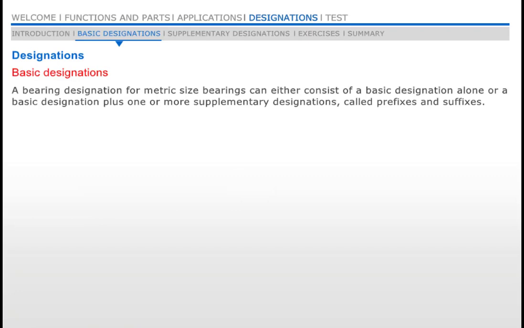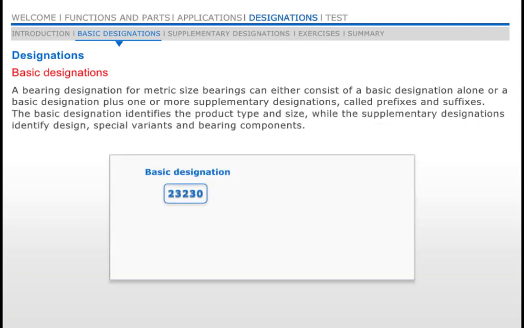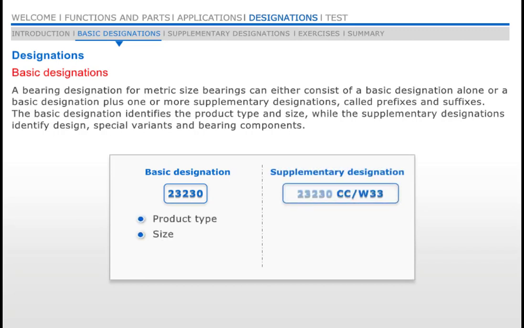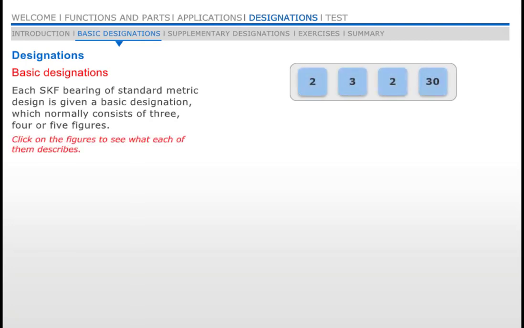SKF bearing designations describe the bearing. A designation for metric size bearings can either consist of a basic designation alone or a basic designation plus one or more supplementary designations called prefixes and suffixes. The basic designation identifies the product type and size, while the supplementary designations identify design, special variants and bearing components. Each SKF bearing of standard metric design is given a basic designation, which normally consists of 3, 4 or 5 figures.